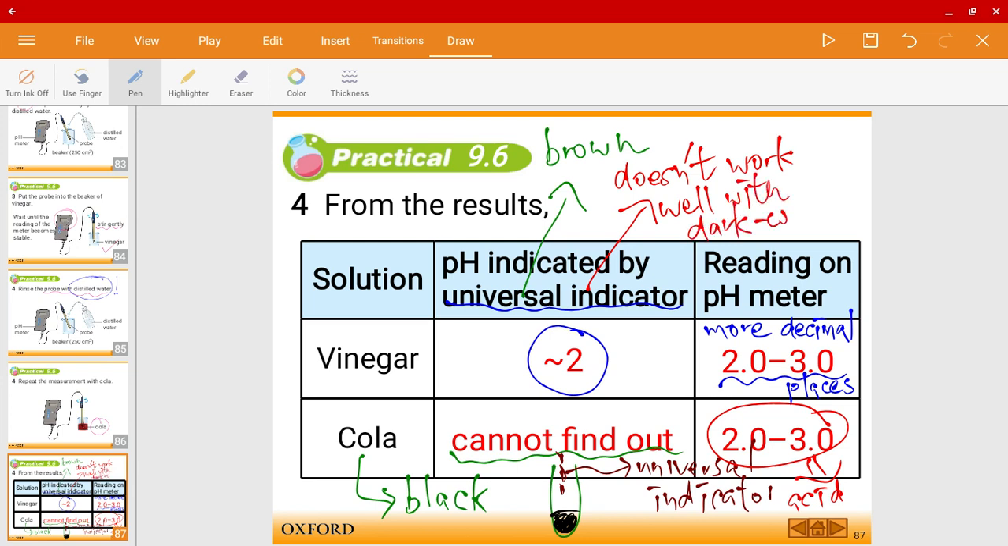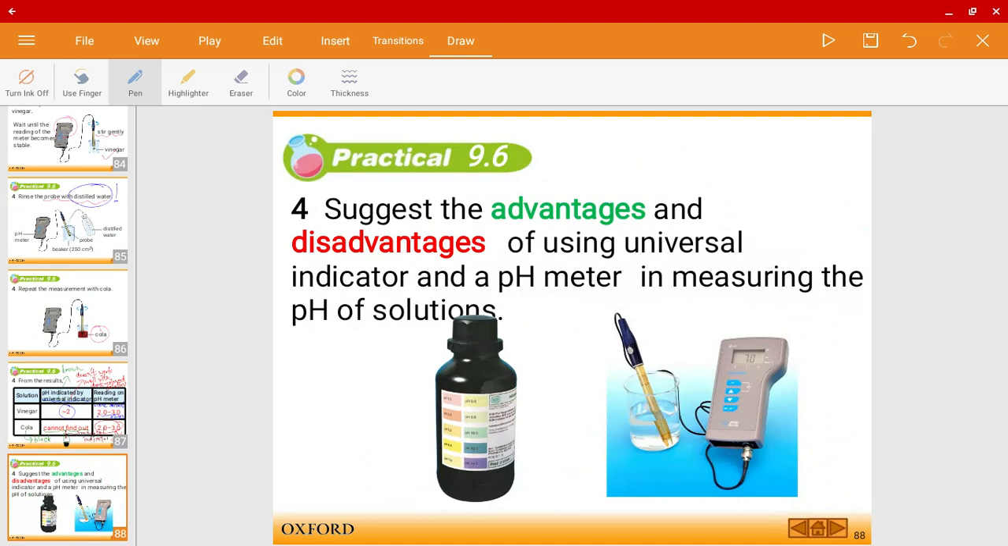Dark colored solutions. Okay. So in this case, a pH meter would be a better choice because a pH meter would be able to show you the reading. So let's see some advantages and disadvantages. I've just shared some.